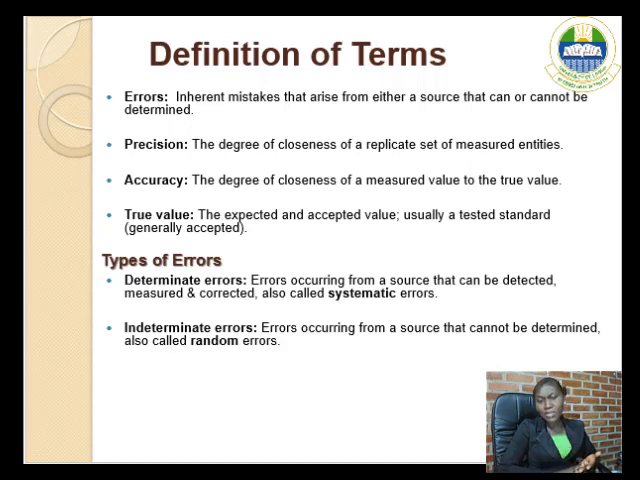Now, we have two basic types of errors. We have the determinate errors and we have the indeterminate errors. Determinate errors are called the systematic errors, while the indeterminate errors are called the random errors. And determinate, as the word implies, are errors occurring from a source that can be detected, measured, or corrected. The indeterminate are those errors occurring from sources that cannot be detected.